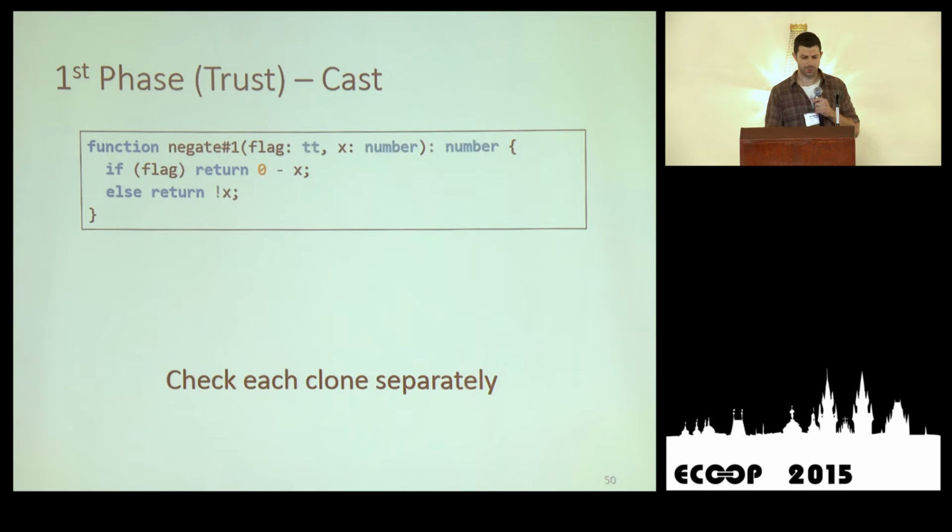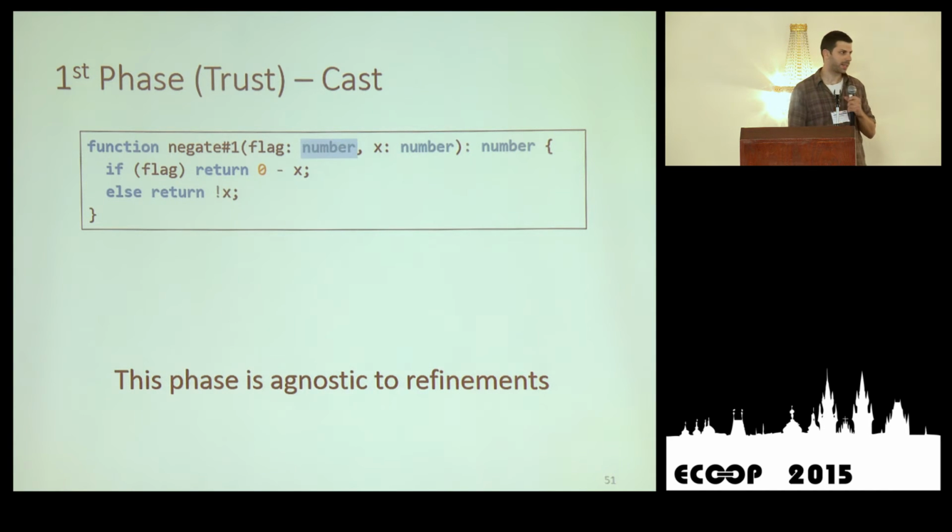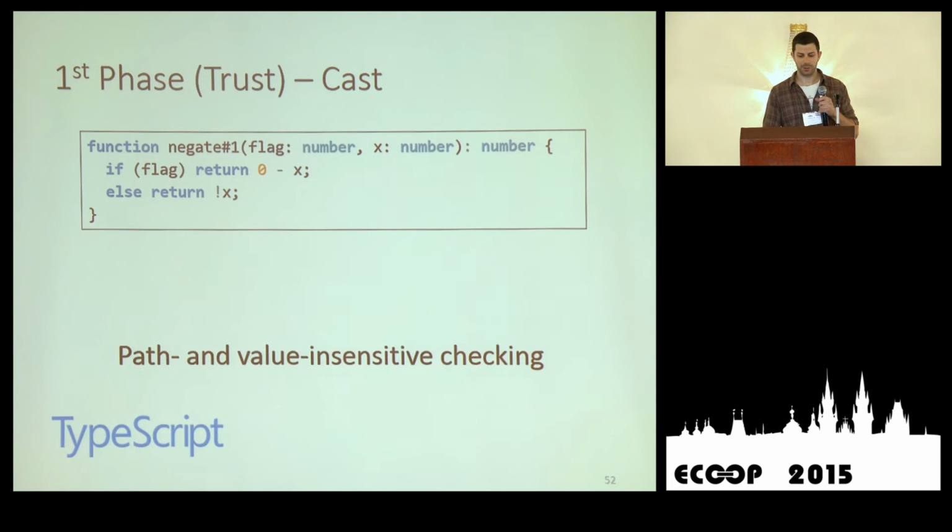Let's focus on one of the two since they're pretty similar and their ideas are pretty similar. One thing we need to mention here is that this phase is agnostic to the refinement part, the logical predicate that we showed earlier. So we can replace the TT type that we had before with just number, which is the base type. And then we proceed with a path and value insensitive checking approach, which is similar to something that TypeScript, for example, would do, or perhaps other type checking techniques for similar programs.